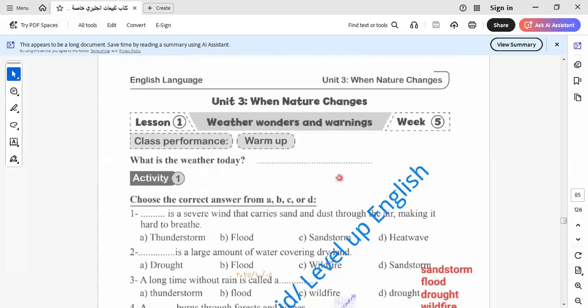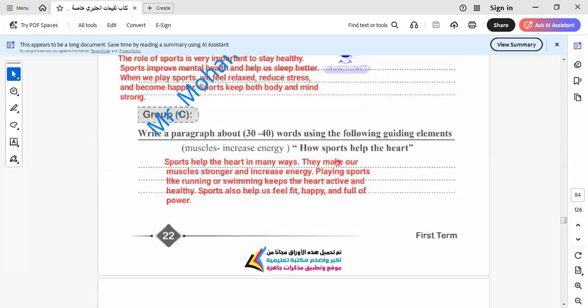Okay, let's go to another one. Here we talk about how sports help the heart. Sports help the heart in many ways. They make our muscles stronger and increase energy. Playing sports like running or swimming keeps the heart active and healthy. Sports also help us feel fit, happy, and full of power.